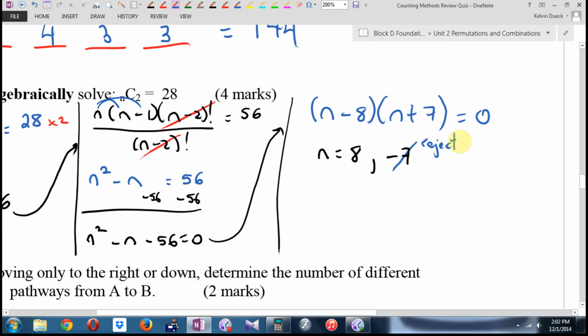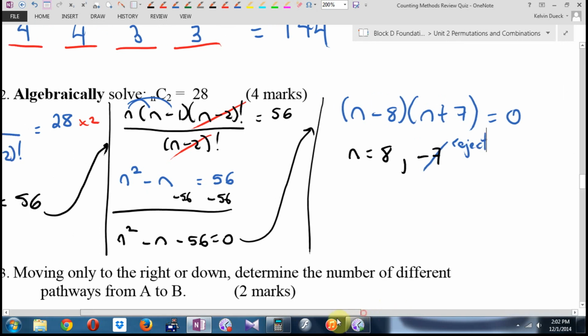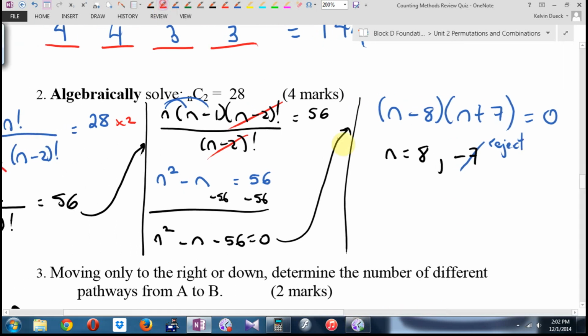Why do I reject that? Because you also can't have negative 7 cards. And remember, n is the number of objects, which was in the original equation. You can't have negative 7 cards. Now, that's the algebraic method. If you have this, that gets you 1 mark out of 4. If you rejected that, that gets you a half mark.